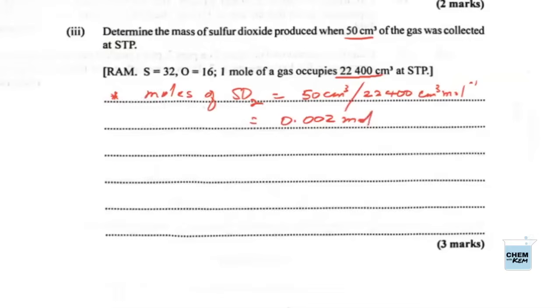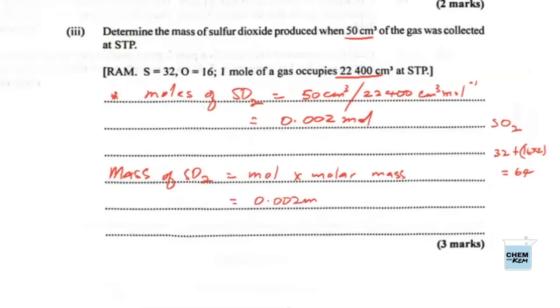Now we want that number of moles in terms of mass of SO2. They gave us the RAM, so we'll take the number of moles and multiply by the molar mass. The molar mass of SO2 is 32 from sulfur, and then 16 times 2 for the two oxygens. So that would give us 32 plus 32, which is 64 grams per mole. So that's 0.002 moles times 64 grams per mole.